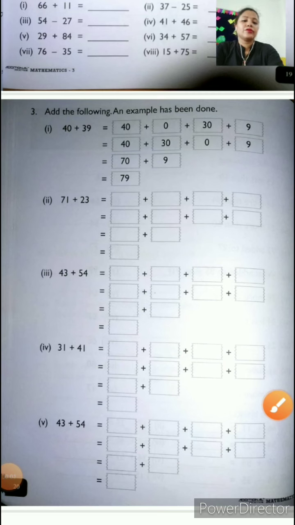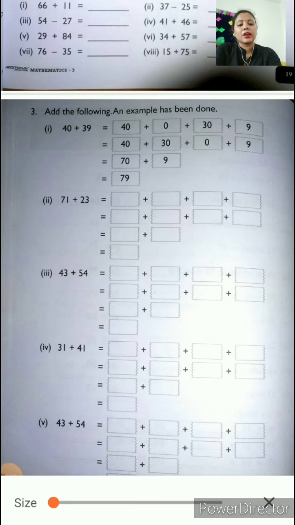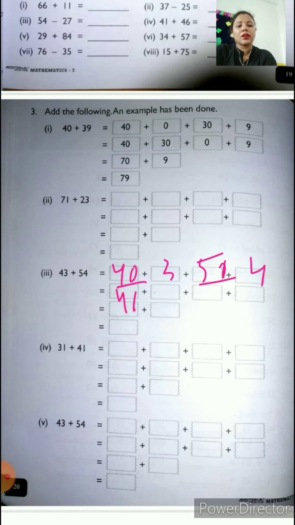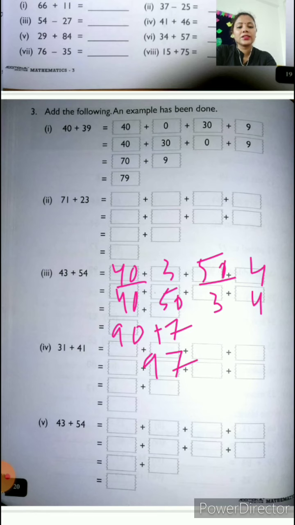Similarly, we have to do next question also. Question number 3, 43. So 43 we can write it 40 plus 3, 54, 50 plus 4. Now add 40 and 50 and 3 and 4. So 40 plus 50 is 90 and 3 plus 4 is 7. So 90 plus 7, 97. So answer of question number 3 is 97.